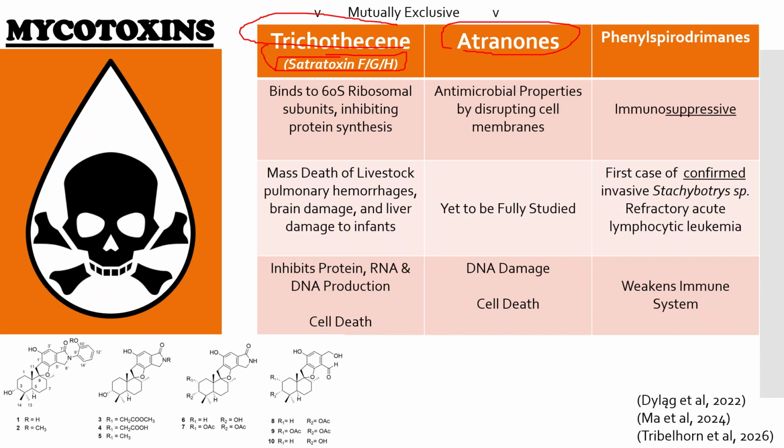So for these satrotoxins, they actually bind to 60S ribosome subunits inside human cells, and just eukaryotic cells in general, which inhibits protein synthesis. Because of this, like I mentioned before, it led to mass death of livestock, like the pulmonary hemorrhages, the cardiac arrhythmia, plus it is found to do brain damage and liver damage to infants, meaning that they were born with gray skin, failing livers, and more importantly, overall, it inhibits protein, RNA, and DNA synthesis.